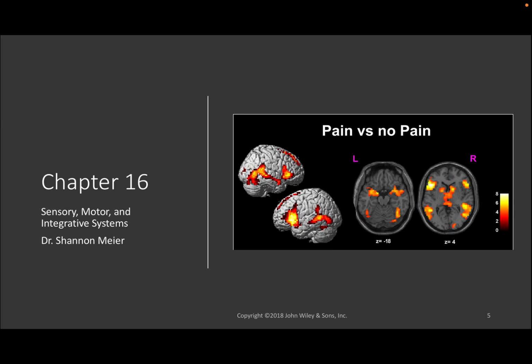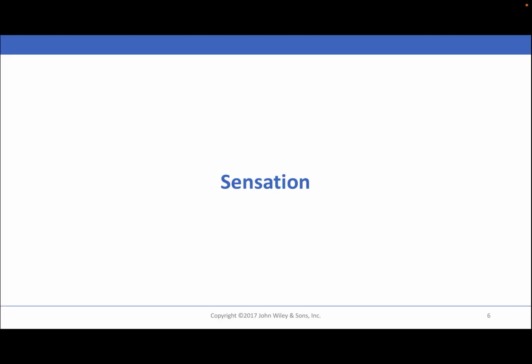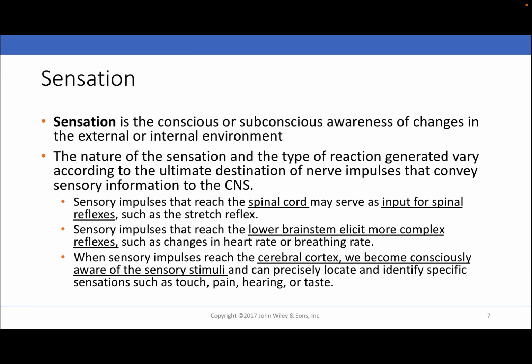All right. Welcome to the chapter on sensory receptors. So for starters, we're going to need to discuss this idea of sensation. And sensation can either be conscious or subconscious. You don't have to be actively aware of something for a sensation to have arisen, right? So this is going to be conscious or subconscious awareness of changes, and these can be in the external or the internal environment, right? So this is your body's way of sort of monitoring what's going on, right?